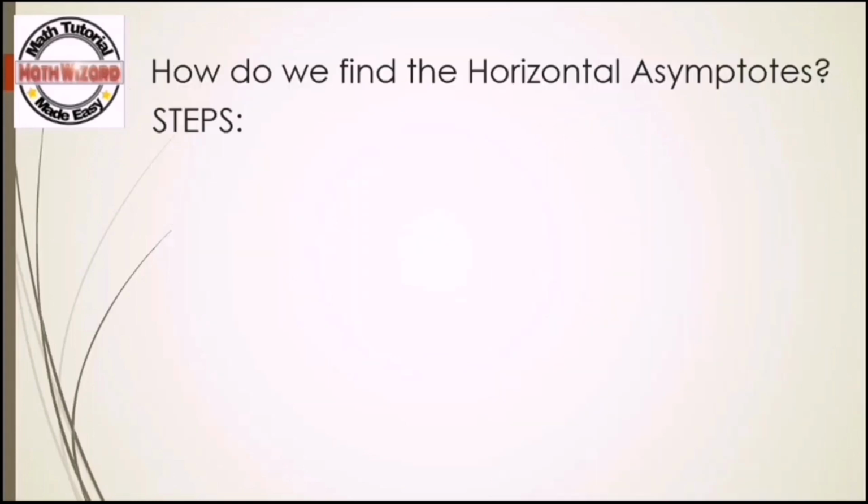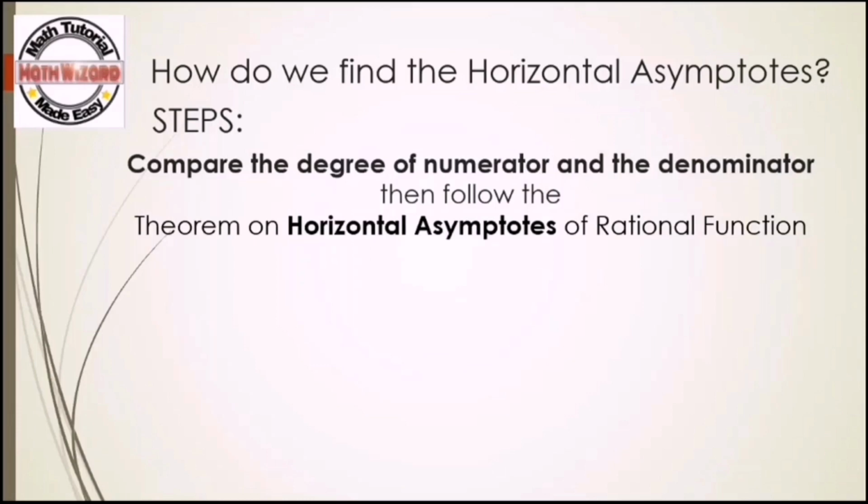These are the procedures and how we solve or find the horizontal asymptote. First, we need to compare the degree of the numerator and the denominator. After we compare the degree of numerator and denominator, follow the theorem on horizontal asymptote of a rational function. With this guide, we are able to identify where we can find the horizontal asymptote. So we have three.